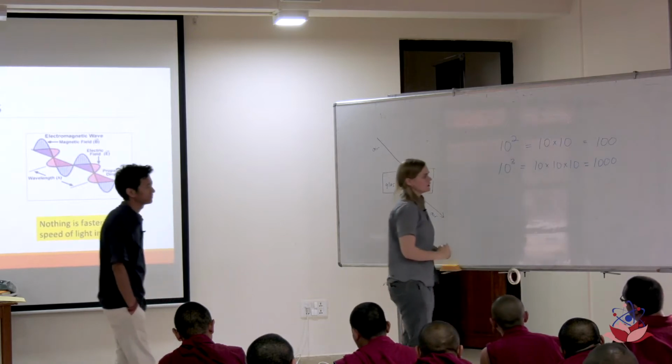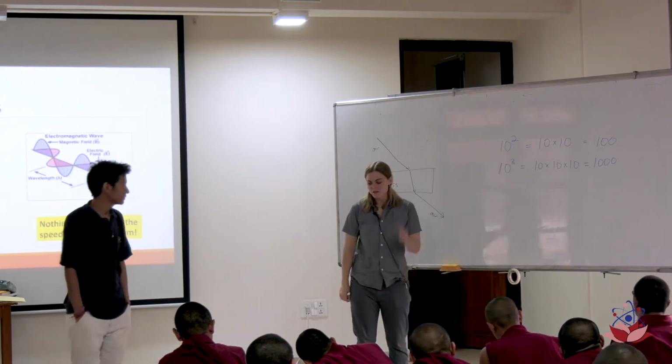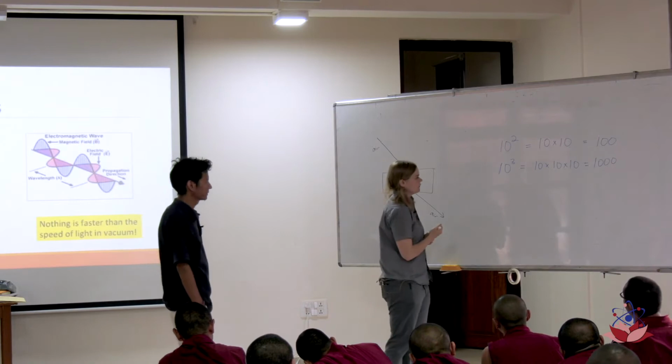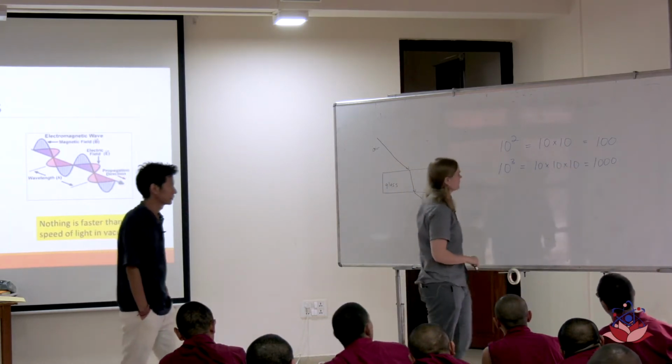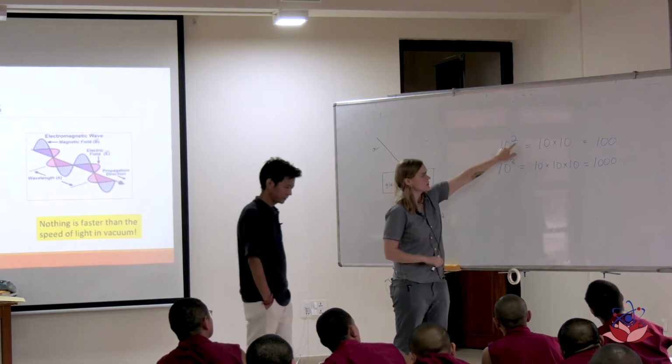Okay. So actually, there's a little bit of a pattern here. So what if I do, notice that the number of zeros I have directly matches the exponent here.